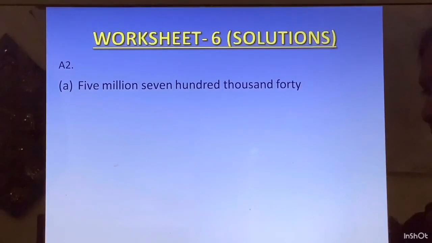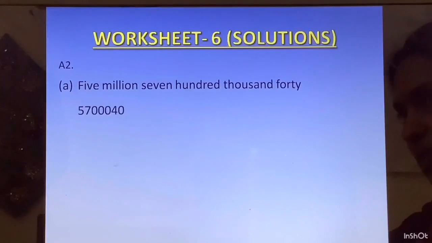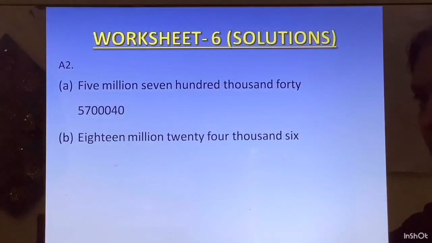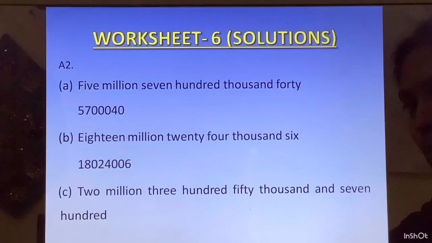Now I have just written the answers. You have understood how we do it. First one I have written the answer. Second one was 18,024,006. So in figures it is going to be 18,024,006. C part, 2,350,700.